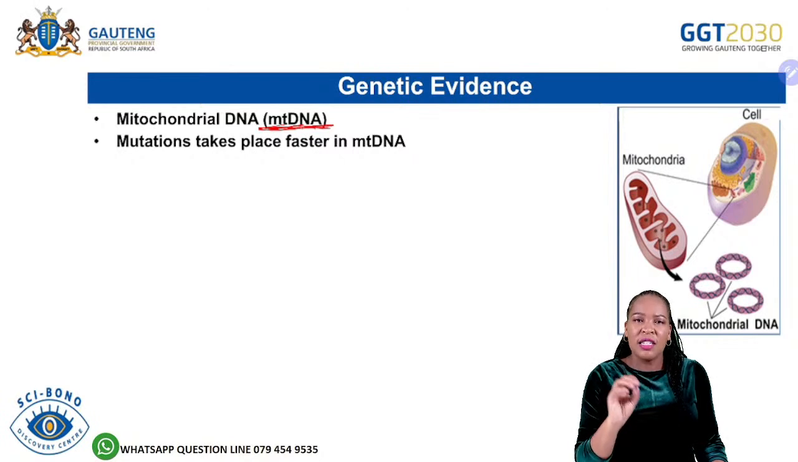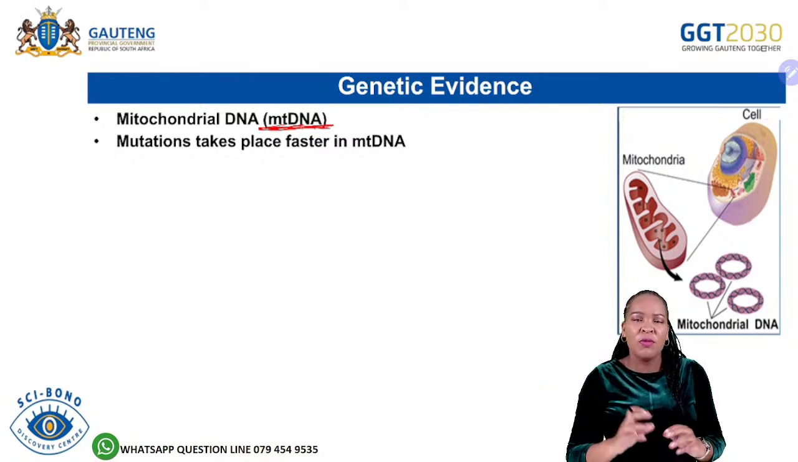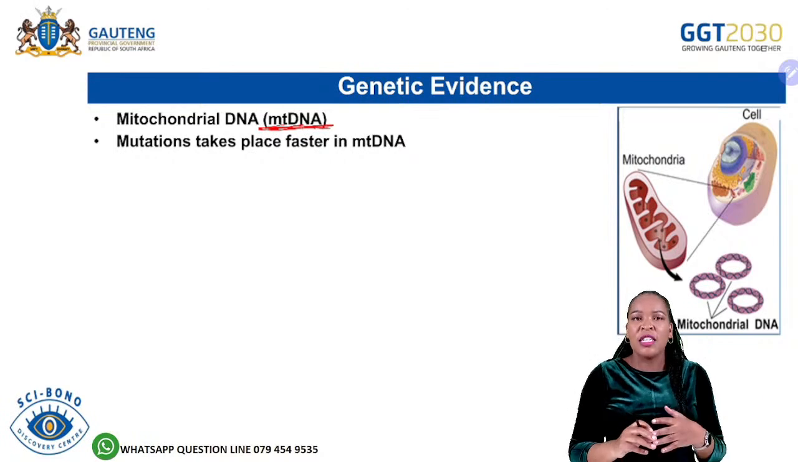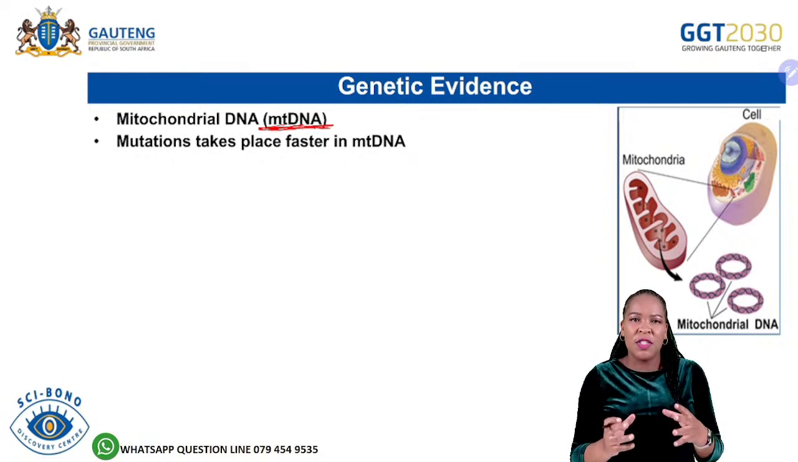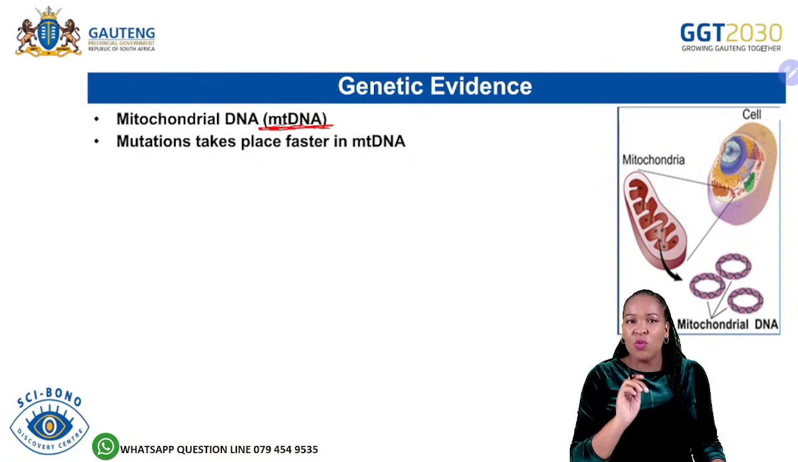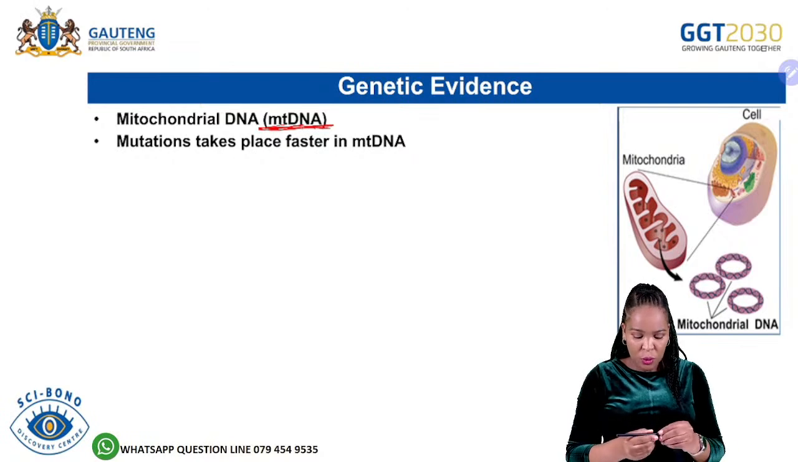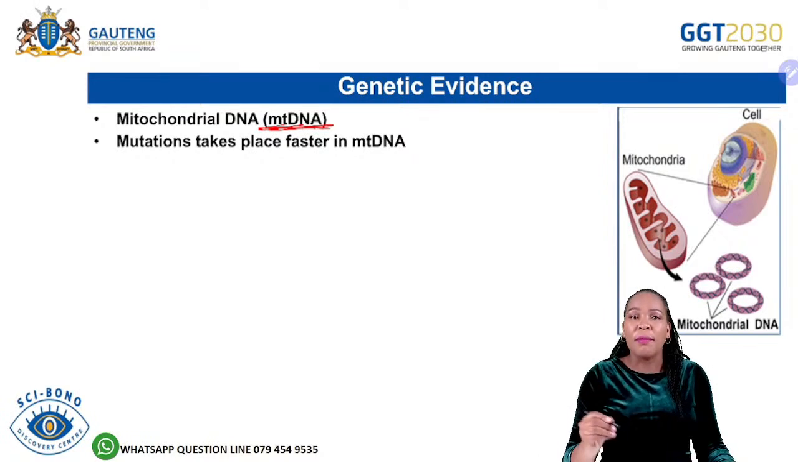So if you look at the three types of DNA that you have, you have your ribosomal DNA, you have your mitochondrial DNA, and your nuclear DNA. The most widely used type of DNA is your nuclear DNA. However, the mitochondrion also has a part of DNA that we can use to trace the lineage or the ancestry of organisms or of the hominin species to support our theory of evolution. So when we talk about mitochondrial DNA, what do we mean by that?